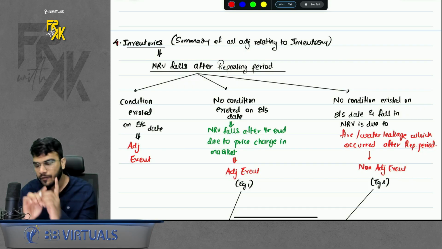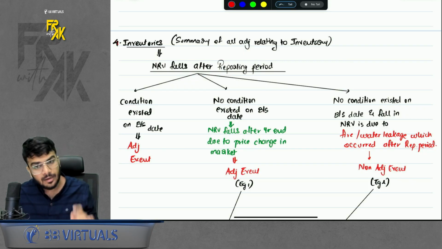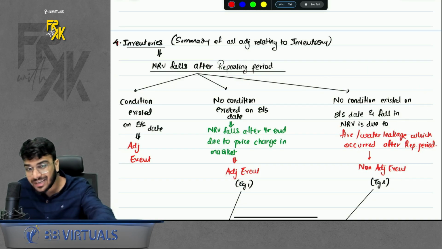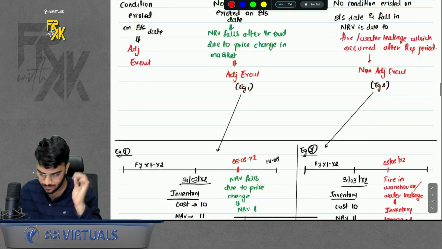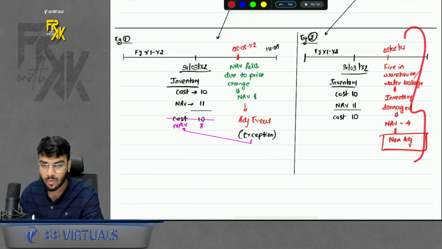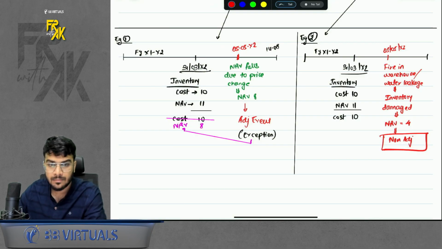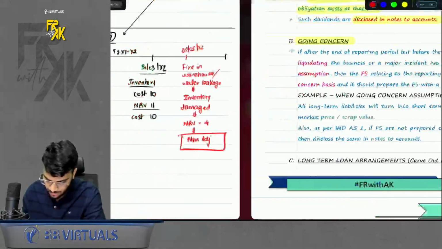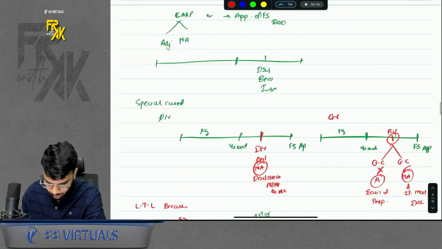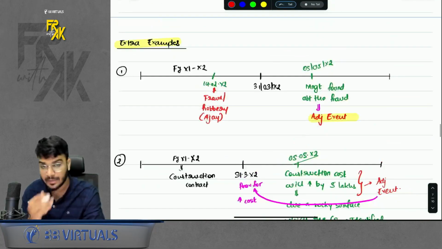So if the value of NRV falls because of normal cases, adjusting event. If the value of NRV falls after year end because of fire or water leakage after year end, then non-adjusting event. Do remember this. Examples are also given in my notes. Again, I'm saying, these board notes I will upload on my Telegram. If you feel the examples are good for understanding, you can refer to them. After this, I also discussed a few special cases and special examples, in case you remember.